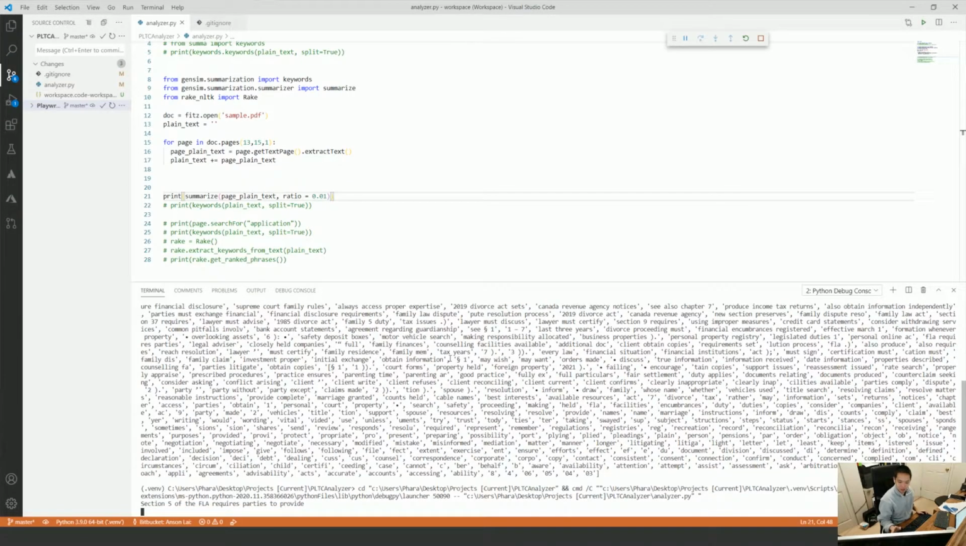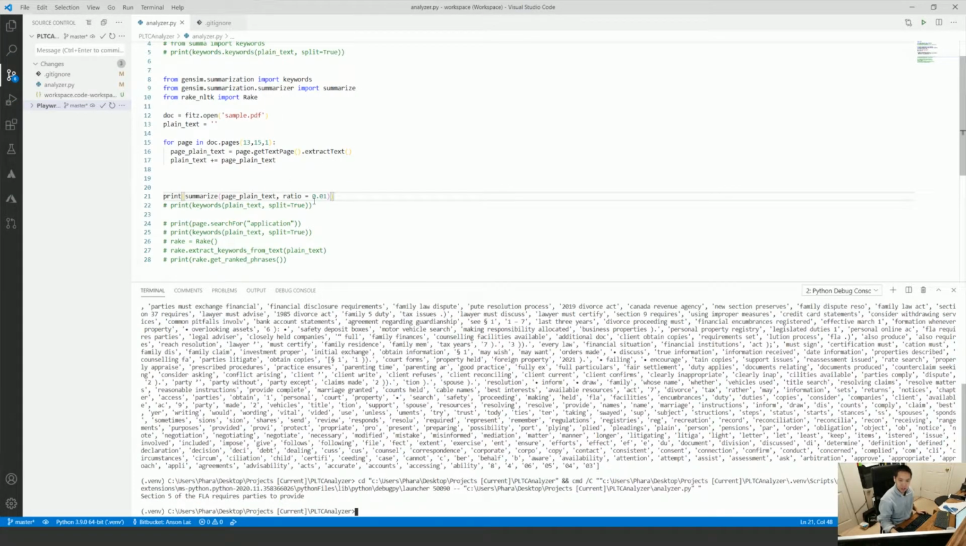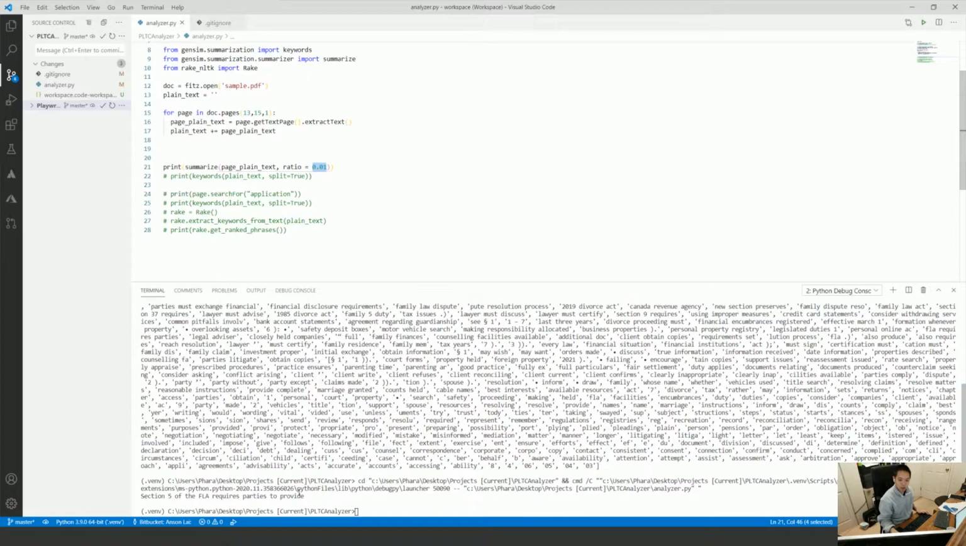And so it takes the 2 pages and it summarizes. Here, I've done a ratio of 0.01, meaning 1% of the entire document. So for every 100 words, the computer can put in 1 word. And so section 5 of the FLA requires parties to provide. That sounds quite realistic, actually.